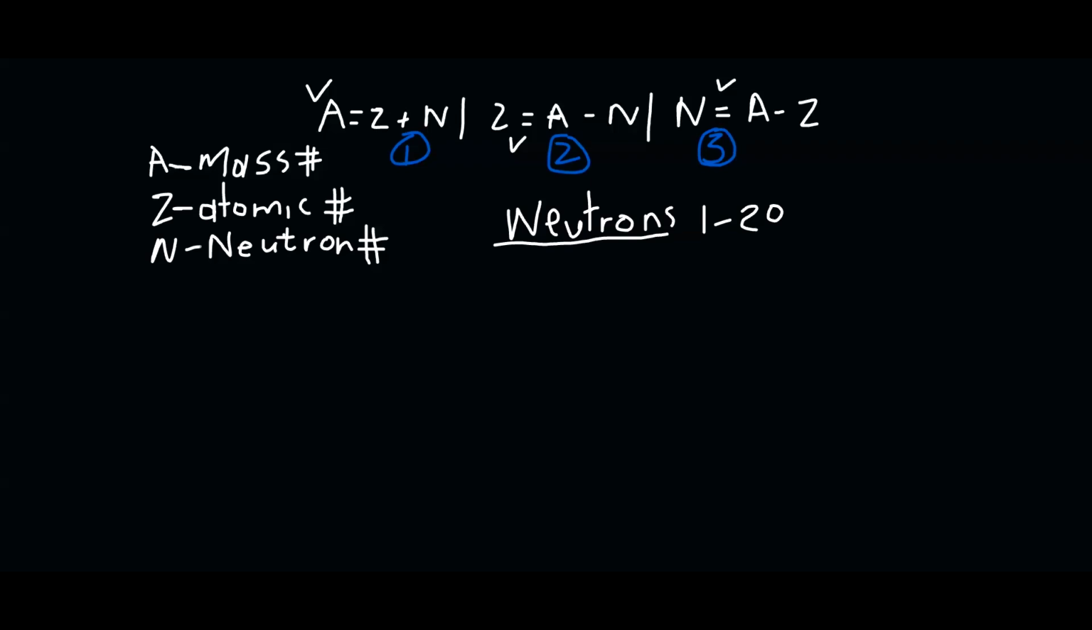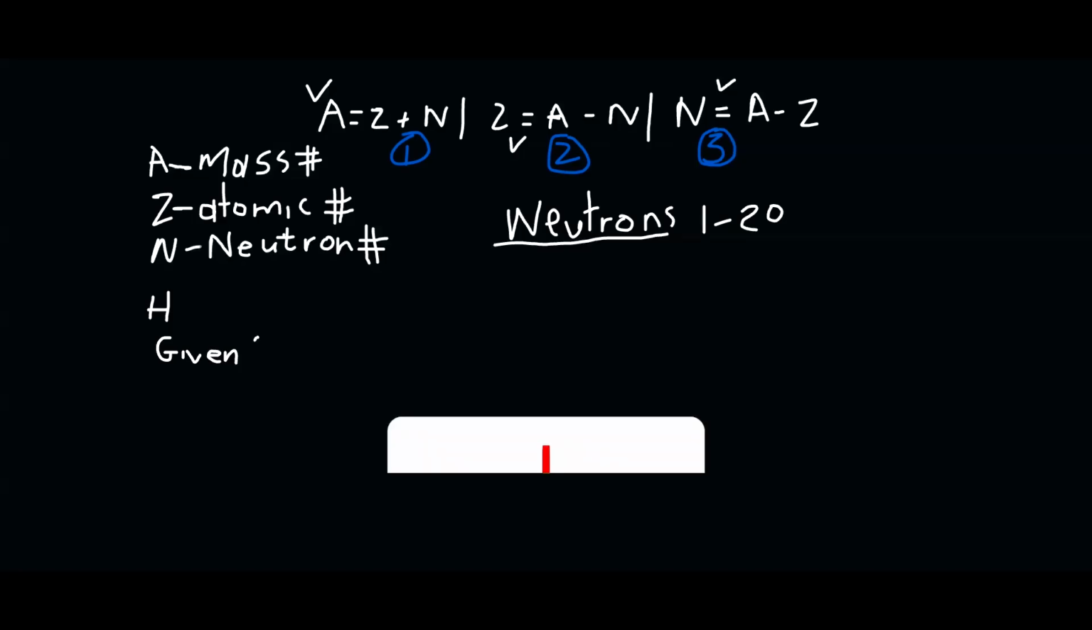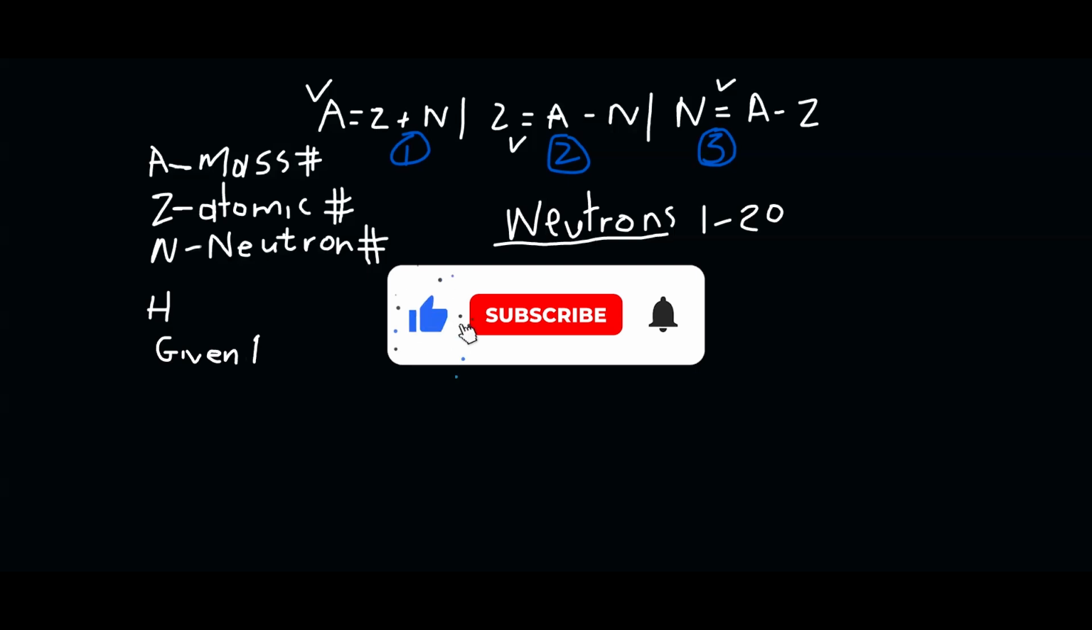So the first element that we're going to work it out for is hydrogen. That's the first element in the periodic table, right? What did I say? If you're doing the calculation, you always write what you're given. So we're given A, and A represents the mass number. Good. And we're given Z. Z is the atomic number.